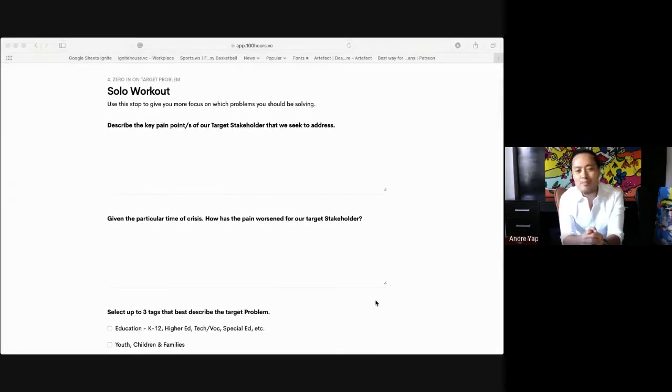So at this point, there is a tendency to just jump right in, no? But we are going to keep to the discipline. We're going to give you this time for this solo workout so that we can catch up with time. We're going to give you 90 seconds to get through this. The prompt again is for your target stakeholder: describe the key pain point that you seek to address. Really, please get into it.